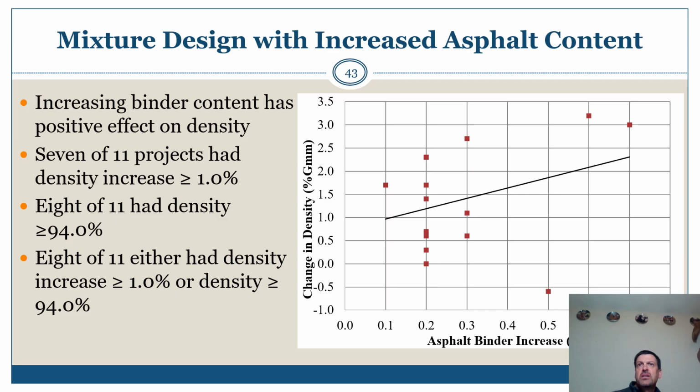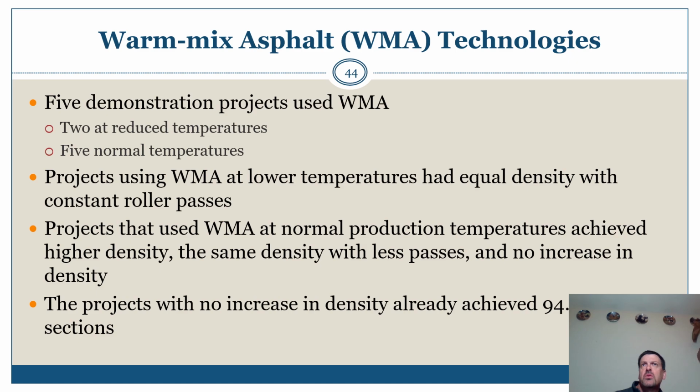This slide shows that with increased asphalt content, an increase in density was observed. 7 of 11 projects had increases of greater than 1%. 8 of 11 had density increases above 94%. And 8 of 11 either had, again, the increase of greater than 1% or the increase of greater than 94%. Remember, that's going back to our goals on whether the projects or the changes were successful.